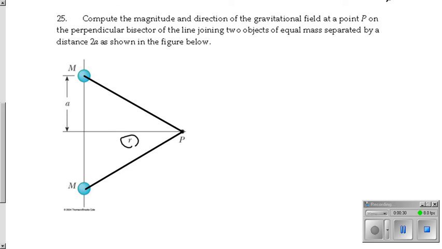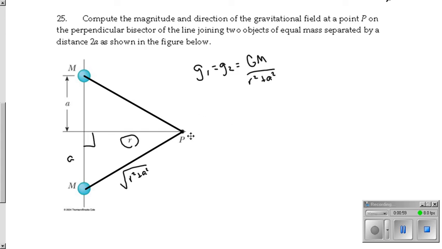For this one, those two lines are the same length, and this forms a right triangle here because this is the perpendicular bisector. So this side right here is the square root of r squared plus a squared. Now they're the same mass and they're the same distance away, so we know that the gravitational field from the top mass is equal to the gravitational field from the bottom mass, which is equal to G times m over this distance squared, which is just r squared plus a squared.